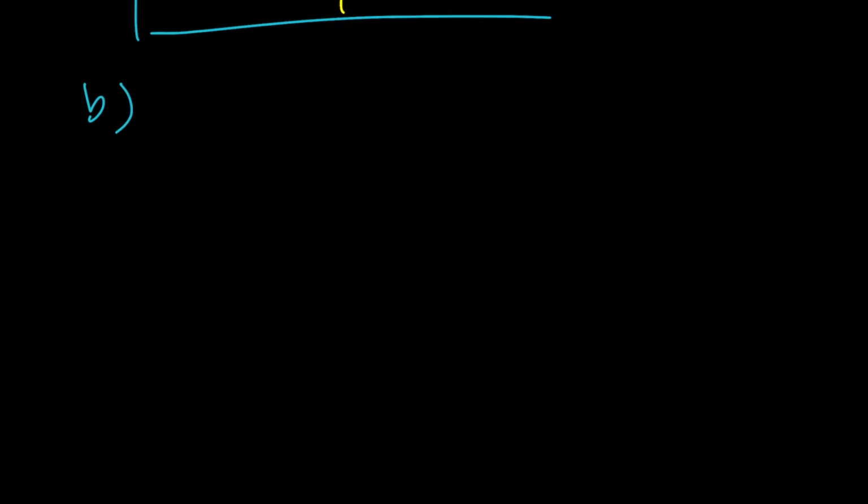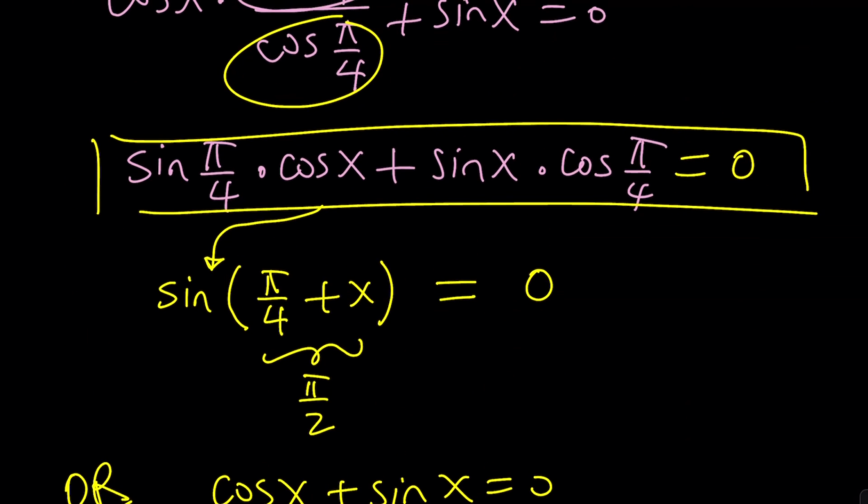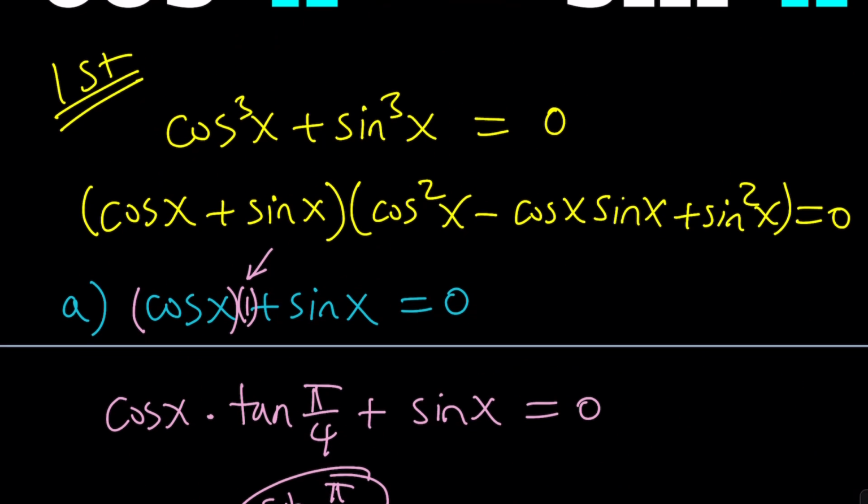What is part B? It's been a while, right? Part A was cosine x plus sine x equals 0. Part B is going to be the second factor, which is 1 minus cosine x sine x equals 0, right? And if you forgot that, you can go back to the beginning and look at these factors. By the way, I forgot to tell you that cosine squared plus sine squared is equal to 1. That's how I got 1 minus cosine x sine x. I forgot to mention that.